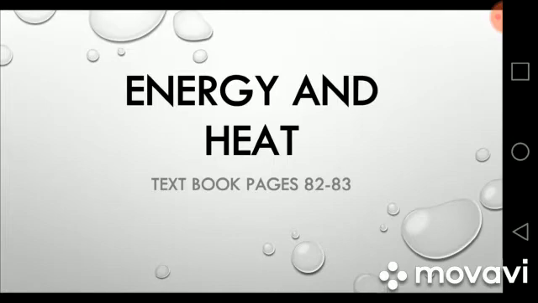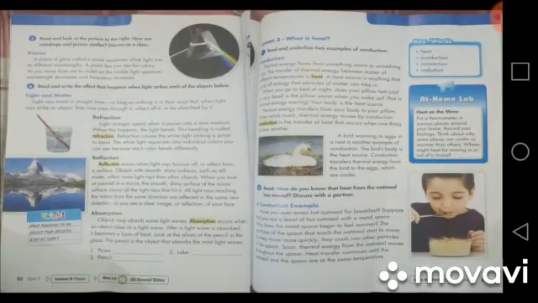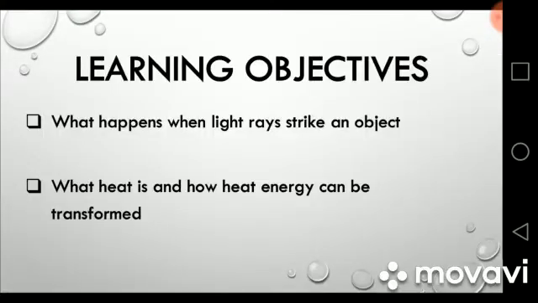Today we are going to read textbook pages 82 and 83. Kindly open your textbooks and write date and day on these two pages. Our learning objectives for today are what happens when light rays strike an object, and what heat is and how heat energy can be transformed.